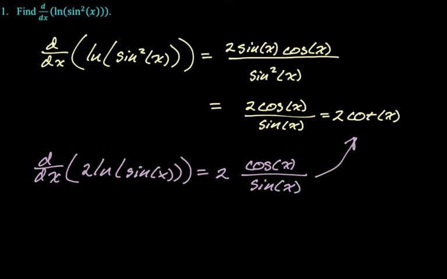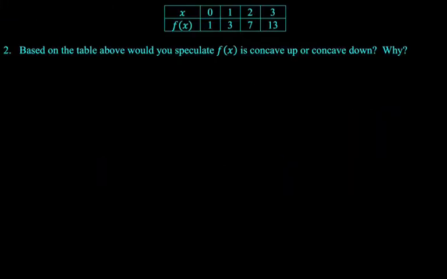All right, new problem. Based on the table above, would you speculate f of x is concave up or concave down, and why? I feel like there's usually more to these problems on an AP exam, but since I was writing the problem, this is what I wrote. I added "speculate" because we don't really know; there could be an infinite number of strange things happening between 0 and 1. No way to know. Maybe it goes up to 1 billion and down to negative 1 billion.